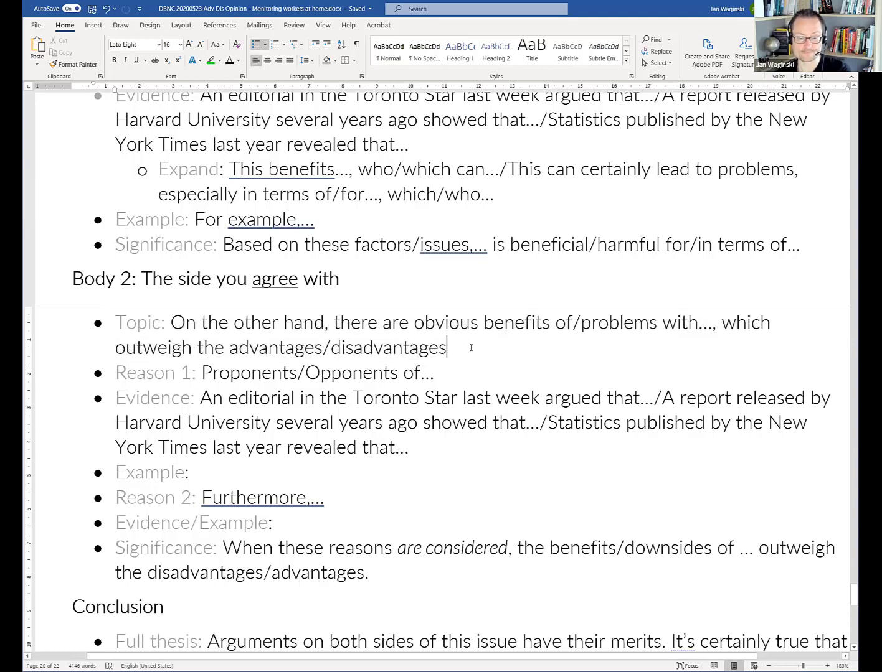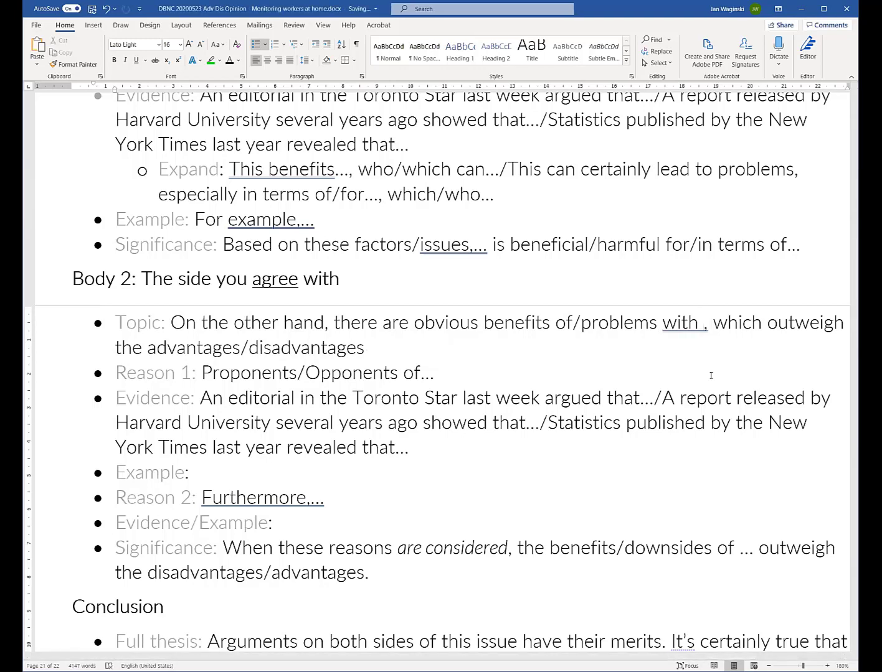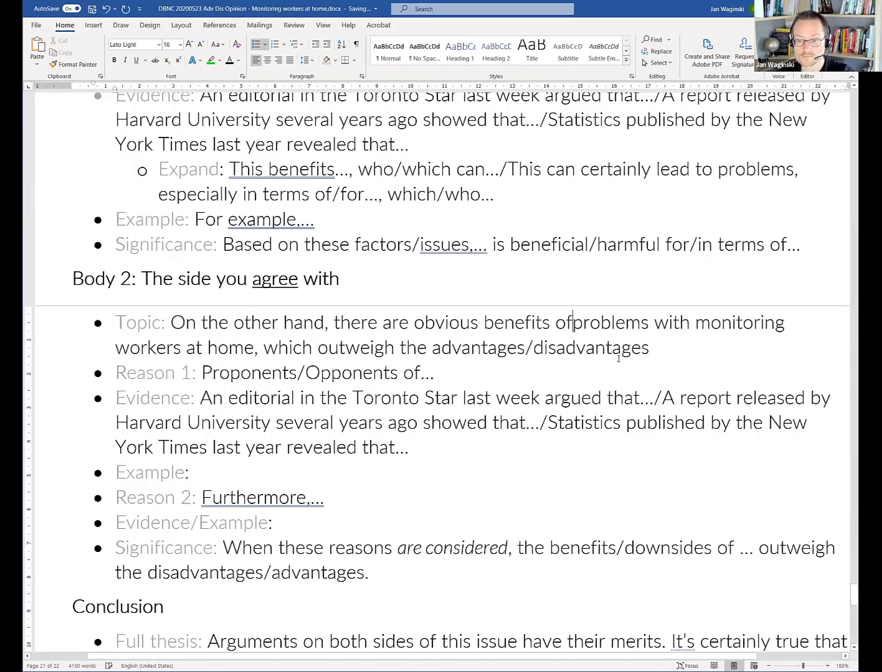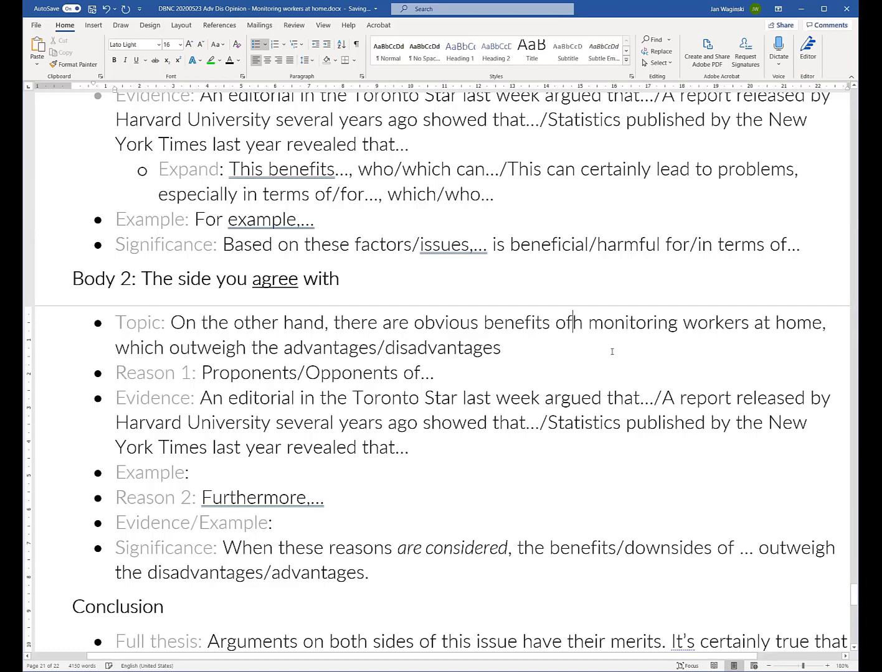Dina, go ahead. Yes, on the other hand, there are obvious benefits of monitoring workers at home, which outweigh any disadvantage or the disadvantages.